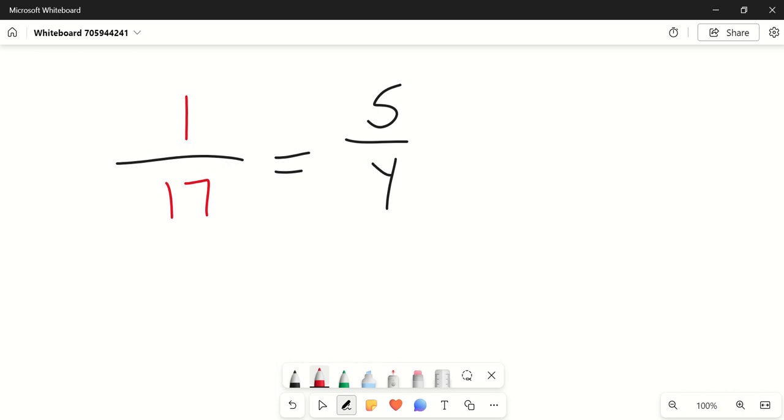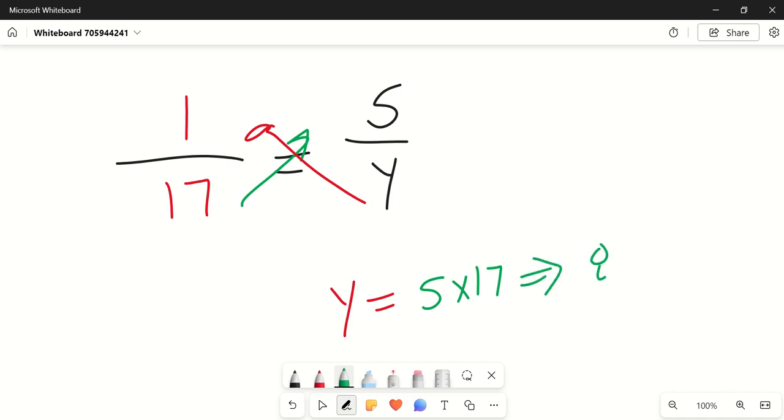It's up to you. I just think this makes it easier because now all I have is y times 1, which would be y, and y would equal whatever 5 times 17 is, which we said was 85. 5 times 17, putting in the calculator, does equal 85, so therefore y equals 85.